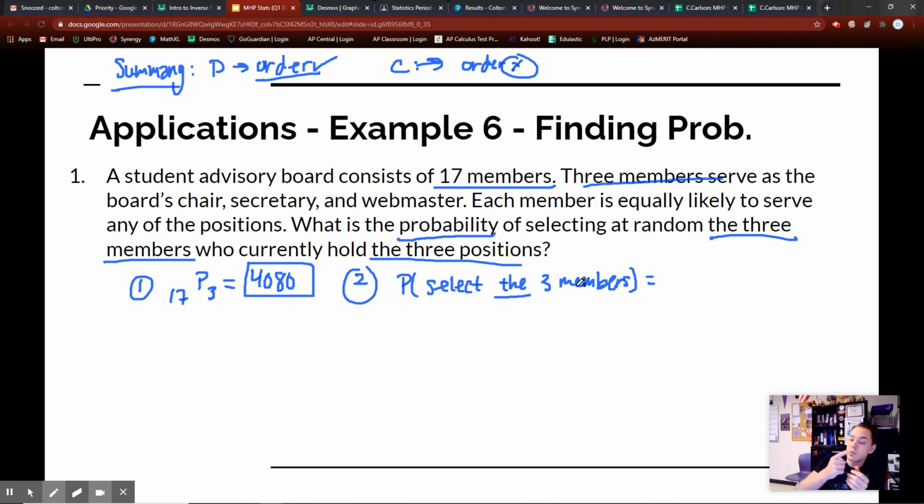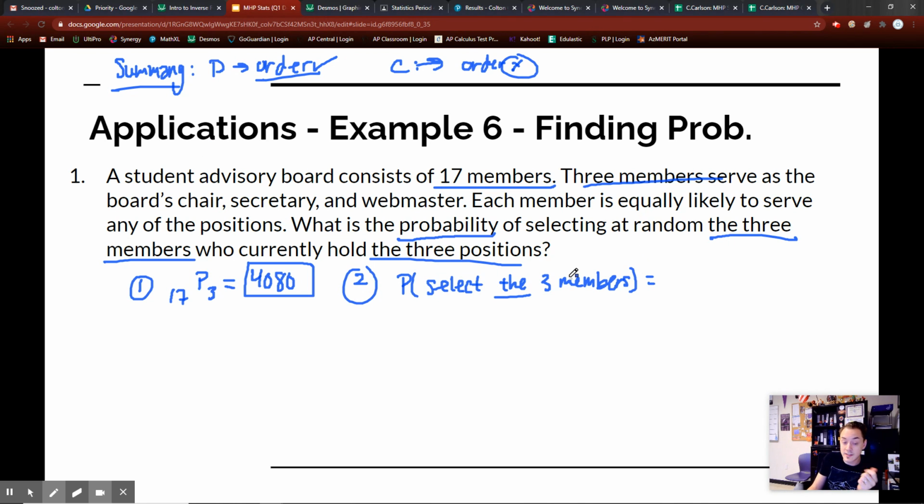Because there is one way in which the 3 members that currently hold the position are also chosen. That's what we have to understand. So the 3 members that currently hold the position, they could get voted again. They could serve again.